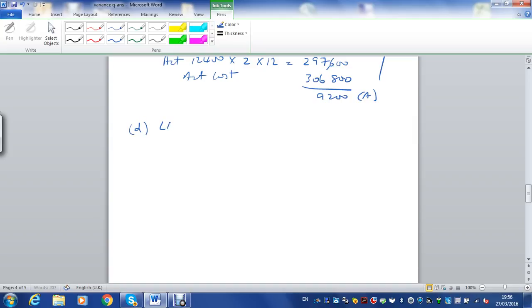D is labor. Again, it's price and volume, or rate and efficiency. Well, we were told that the standard is to use 38 hours at 12 euro an hour. And that cost is 45,600. Again, where do I get this? That's the standard figure, but it's based on the hours used. The actual is 463,600, which meant we used more by 7,600, and it's adverse.